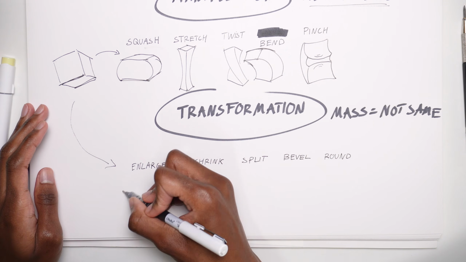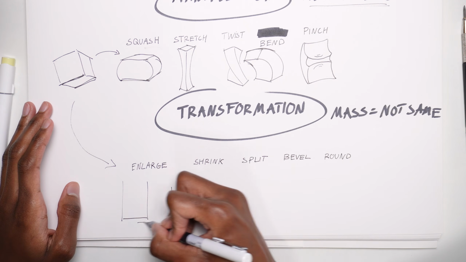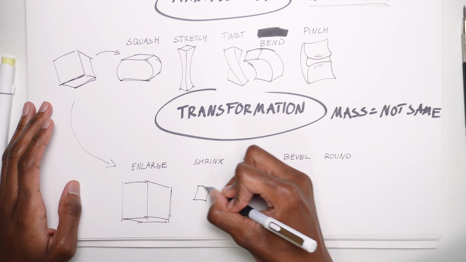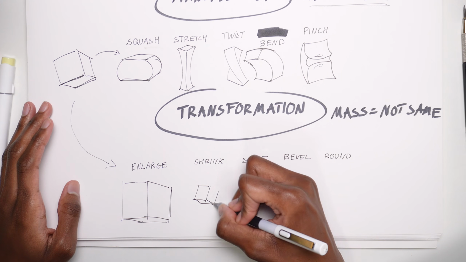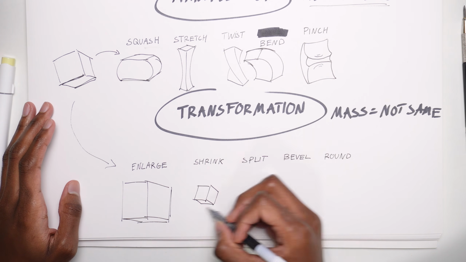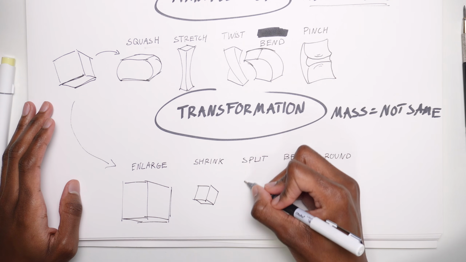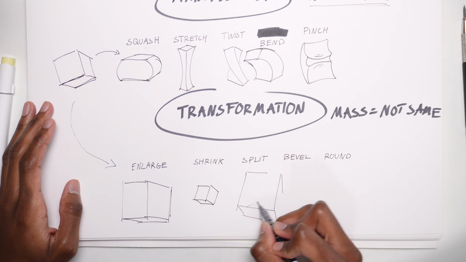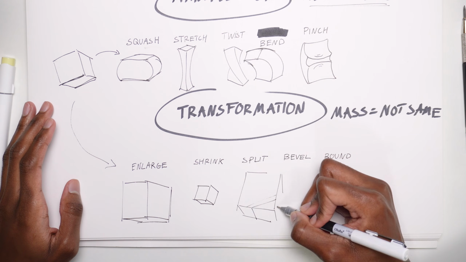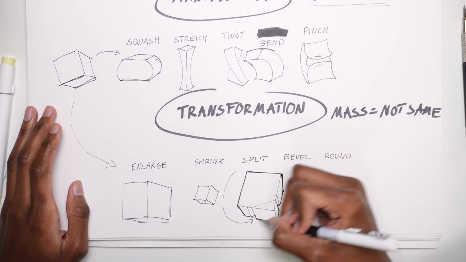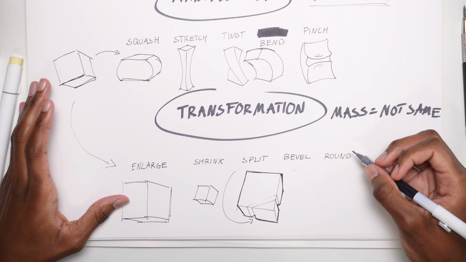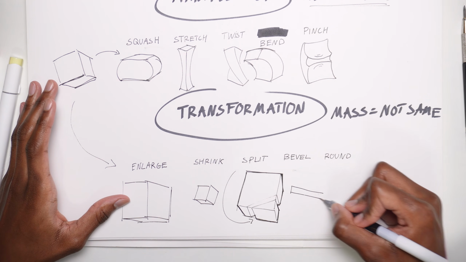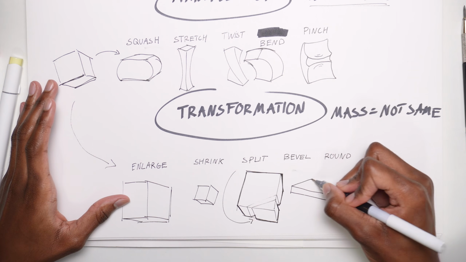To enlarge it, we can make it bigger than it was before. To shrink it, we just make it smaller. It's that simple. We're transforming the object because the mass is not the same. Now what about splitting it? So we're going to try to draw the cube here. We can just split it across just like that. So this is a split. Now we turn one mass into two masses. We can also bevel it. So say we flattened out the cube like this, flatten.